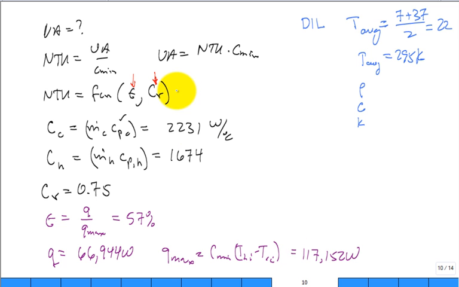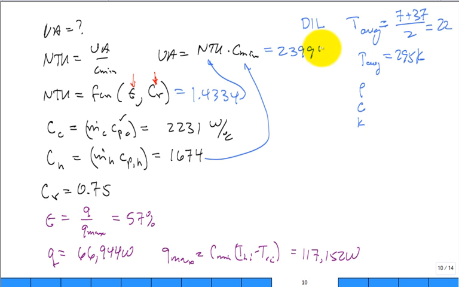So we calculate this to be 1.4334. That goes into here with the C min. We calculate UA to be 2,399 watts per degree C, or Kelvin. So that's what I needed right here. So now I can go back to the previous slide. 2,400 watts per degree C.